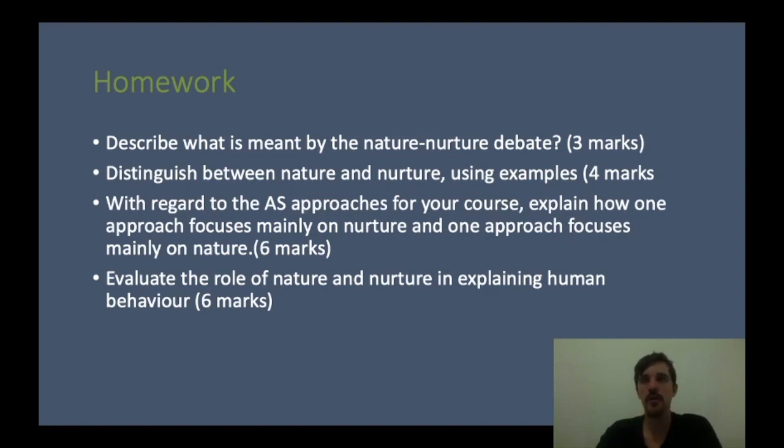And then this is probably the big one, which I'm going to get you to actually do. I want you to explain one approach. Look at one approach and go into a lot more depth than what I did. I skated over them, like you saw, I gave them one sentence. How does one approach focus mainly on nature or nurture, and why? And then you have to evaluate the role of nature and nurture in explaining human behavior, which I believe is, no, it's not. Okay, I was thinking it was a 16-mark question, but no. So these are the things which you need to be confident in doing.